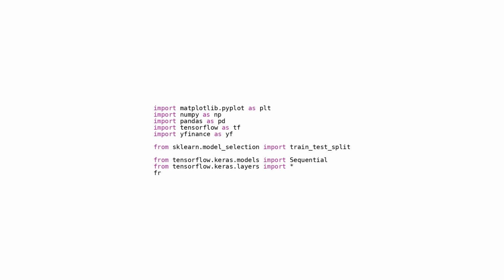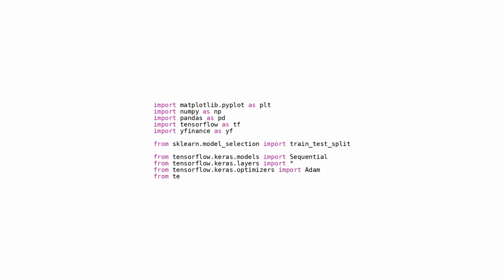5. yfinance, enables downloading financial data, e.g., stock prices, from Yahoo Finance, facilitating data acquisition for analysis and model training. 6. train_test_split, a function from scikit-learn's model_selection module for dividing the dataset into training and testing sets, crucial for evaluating model performance.